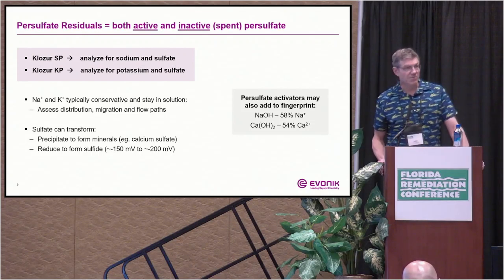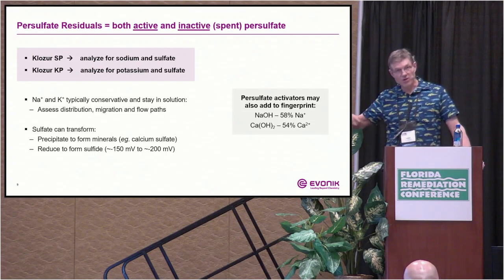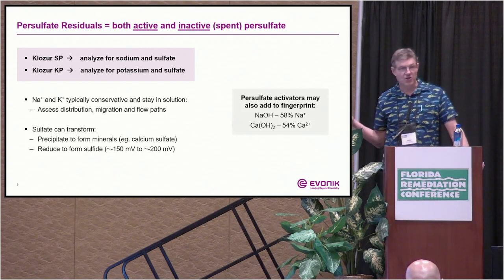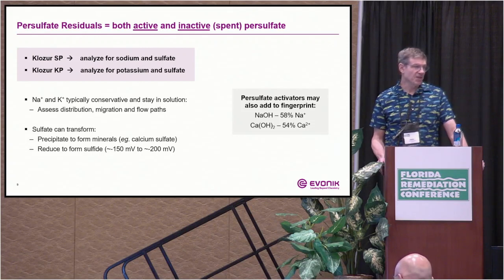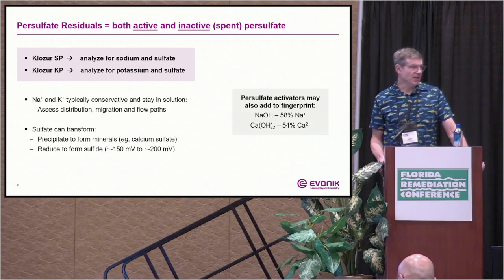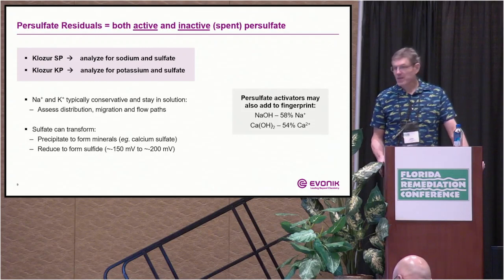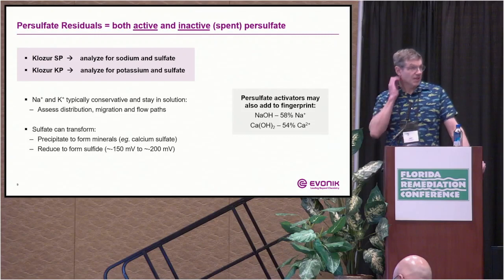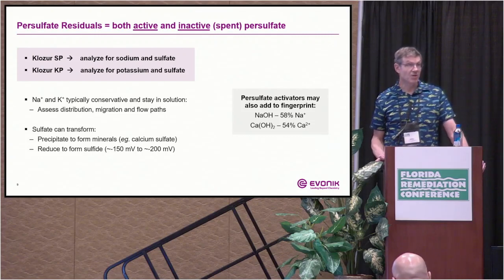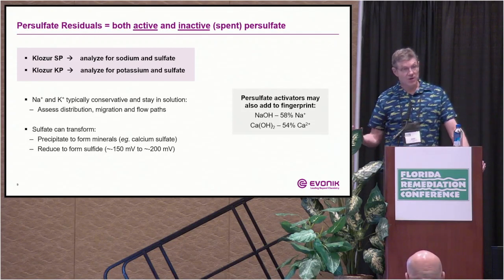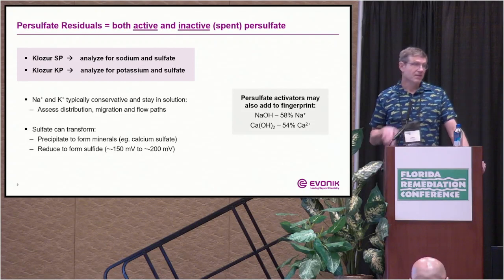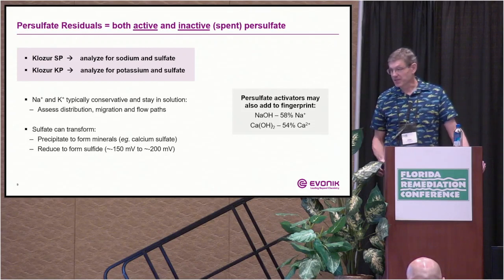Sodium and potassium are typically conservative. They typically move with groundwater flow. They tend not to be impeded or partition all that much. Sulfate can transform. It precipitates to form minerals sometimes, like we have seen in many cases where you have high calcium, you can have calcium sulfate, gypsum, forming. And under reducing conditions, that gets into the anaerobic oxidation realm. If you inject persulfate where there are hydrocarbons and over time the ORP drops, you can drop into the range where sulfate can be reduced to sulfide, and all of a sudden your sulfate concentrations can change.